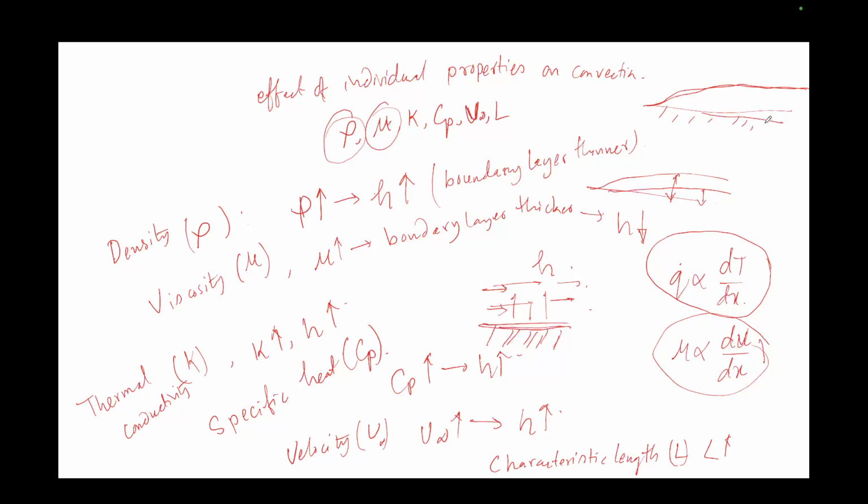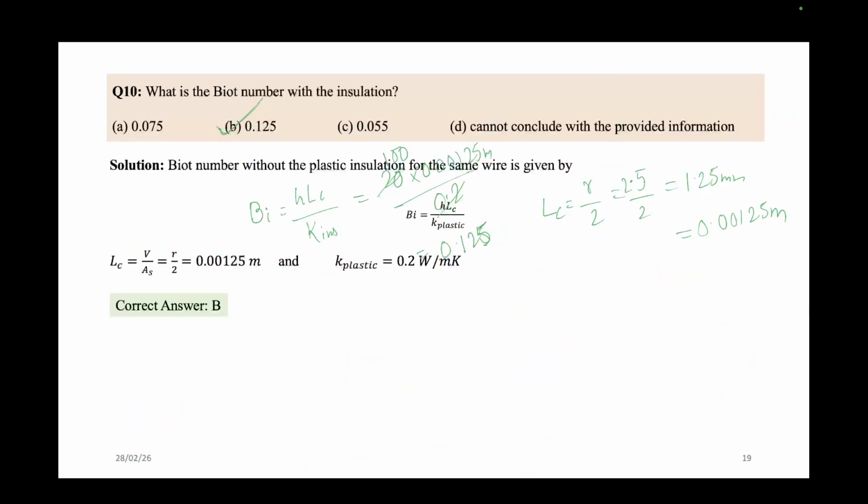Now if the length is more, there is a chance that the heat transfer will reduce. But after a certain point, the boundary layer decreases again, and in that case the H will be more. So until the length of the boundary layer is given, we can't comment on this length. The H may be high, H may be low. That is how these properties help in the heat transfer coefficient. So any confusion up to this?